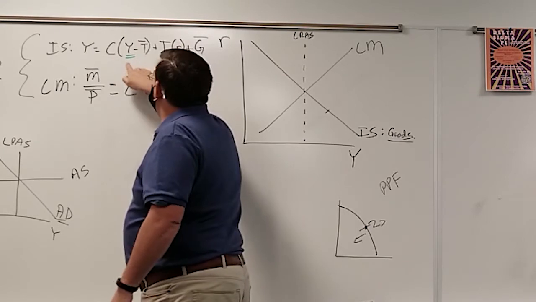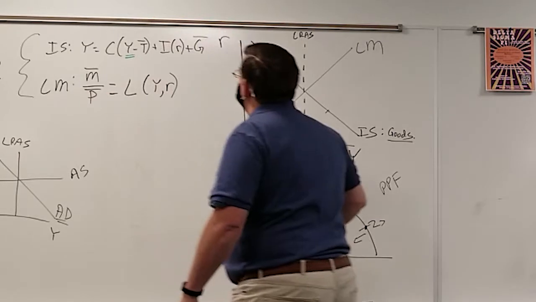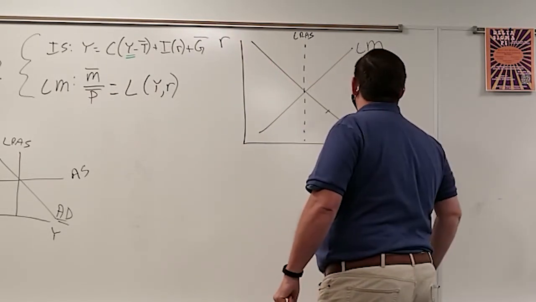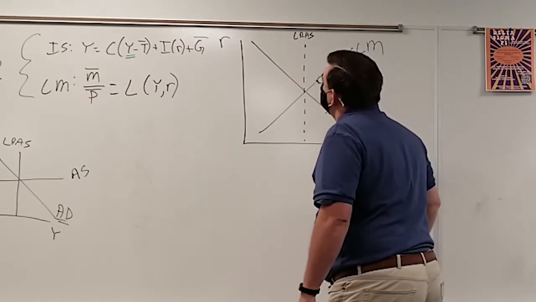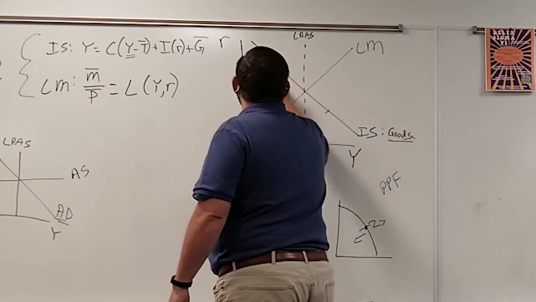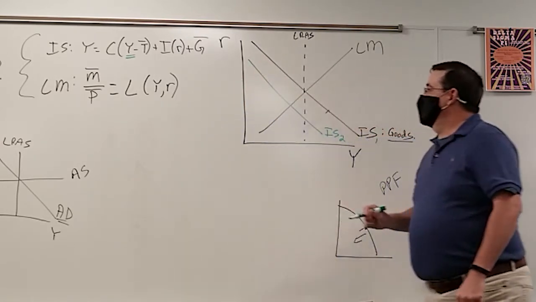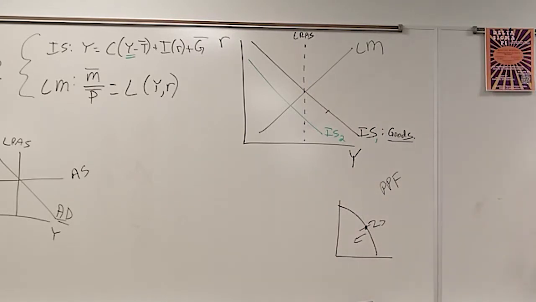How does that feed in? Well, if this gets smaller, if this term gets smaller, then how will we show that on our graph? I think we show it by decreasing the IS curve. And what then? So consumption falls due to lower wealth and lower income.